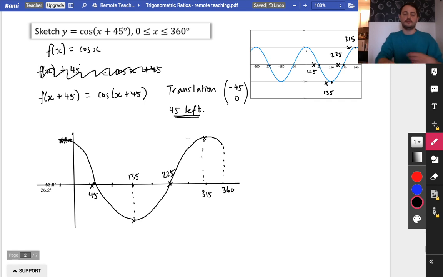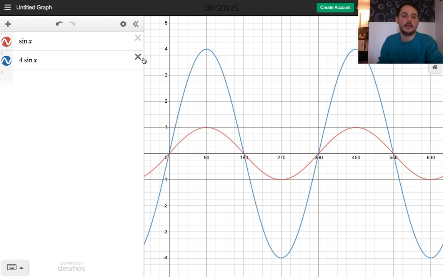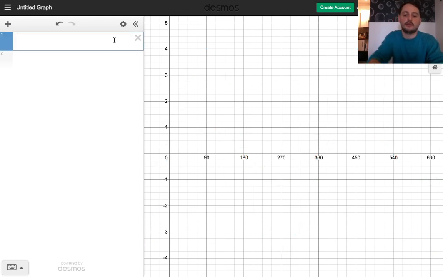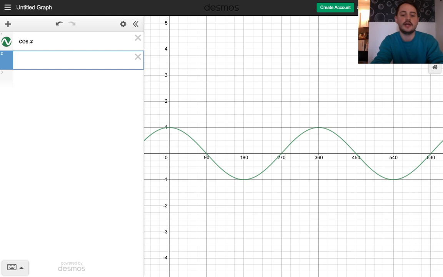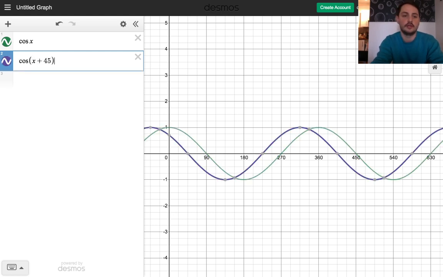So the whole thing is kind of shifted 45 to the left. I promise you will be able to do this much more easily than me on paper. So let's have a quick look and just see that this did actually work. So we've got cos of x, and then our next one is cos of x plus 45. So you can see what's happened.